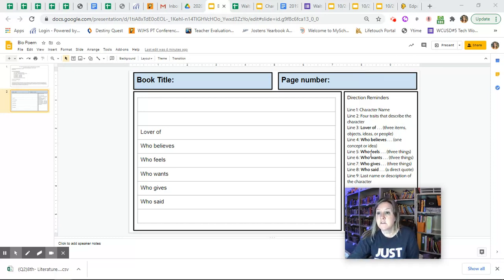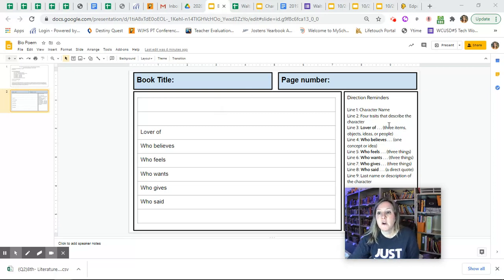Then you're going to use these little reminders over here to fill in each of the lines on this side. So this line will be your character's name. It doesn't have to be the main character, but it will be easiest to use the main character for your choice here, because you're probably going to know the most about the main character. So here you're going to put the character's first name right here in this line.